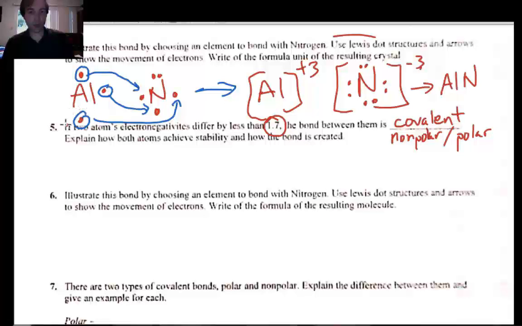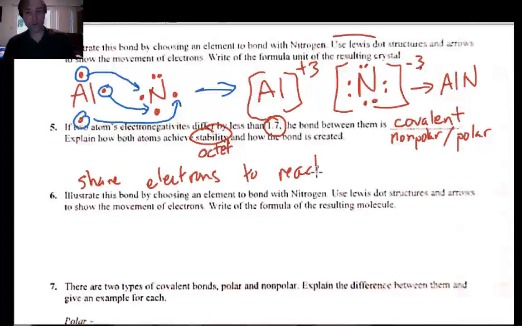So the next part of the question says, explain how both atoms achieve stability and the bond is created. The way they achieve stability, again, stability you should be thinking about octet. The way that they do this is they're going to share electrons to reach octets.